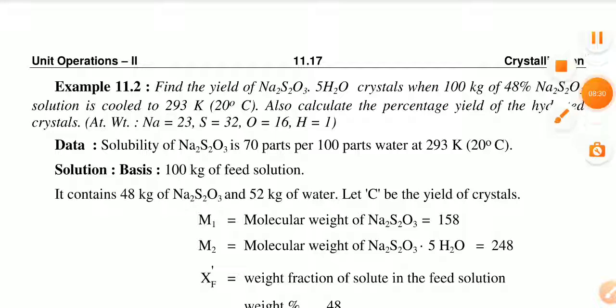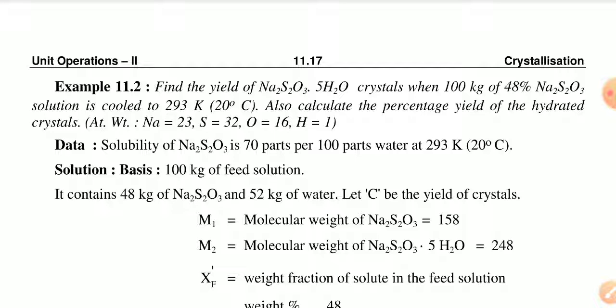The solubility of Na2S2O3 is 70 parts per 100 parts of water at 293 Kelvin, that is 20 degrees Celsius. The basis is 100 kg of feed solution. It contains 48 kg of Na2S2O3 and 52 kg of water. Let's see the yield of these crystals.